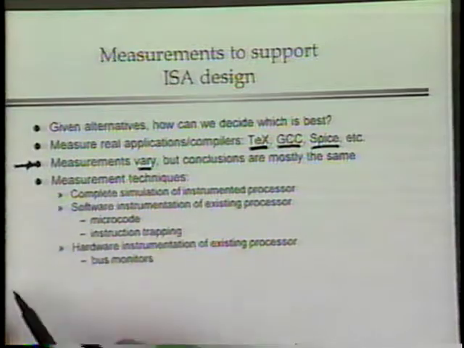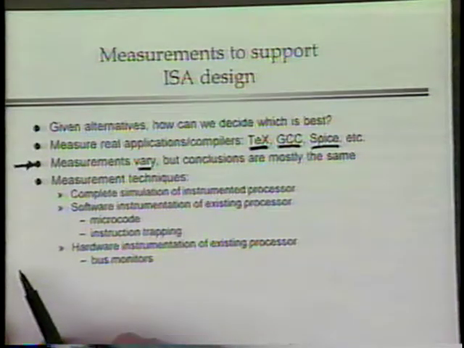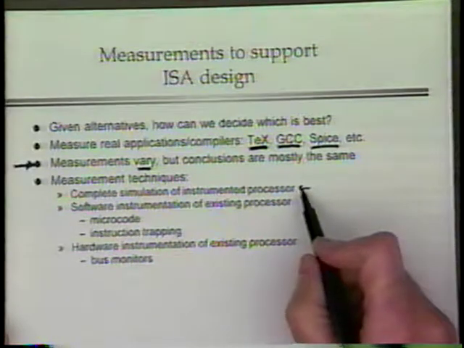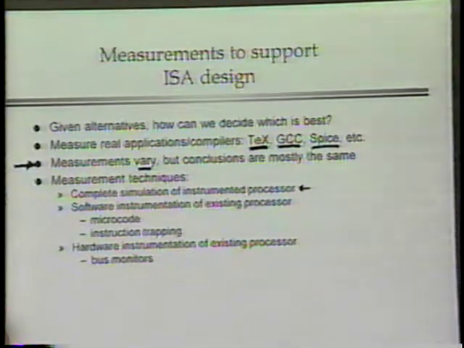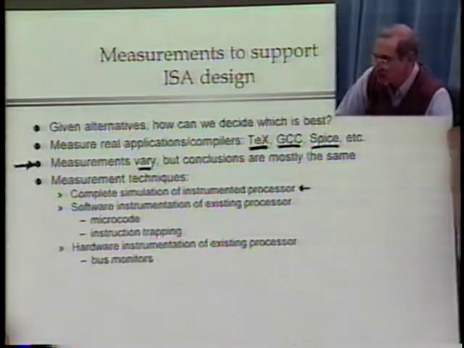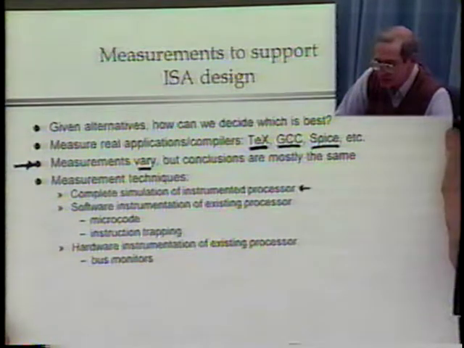One of the questions is, how do you get these numbers? And there are several different ways. One is that you can simply write a software simulator. You just simulate the instruction set architecture, which is useful for the case where it doesn't exist yet. And in the simulation, you count things like number of times memory operands are used and so forth.